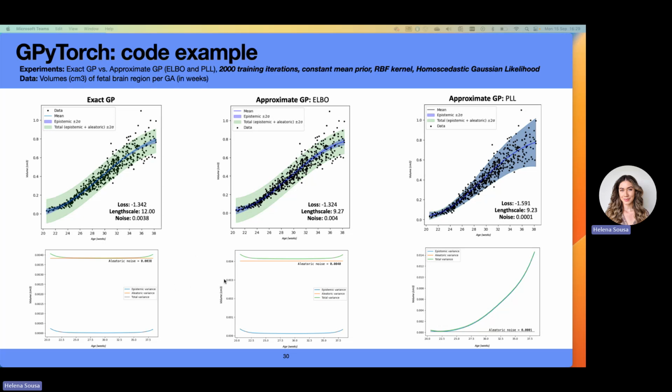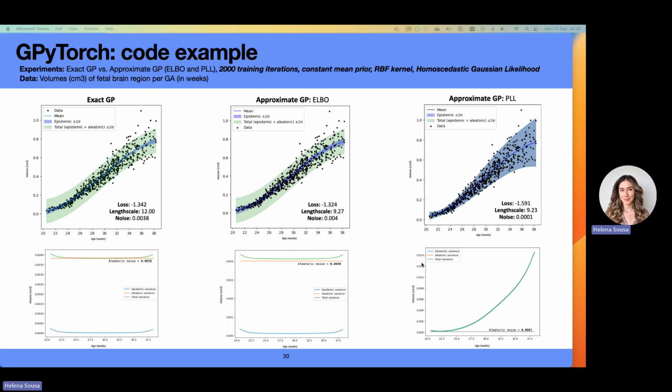As you can see, the exact GP and the approximate GP using ELBO give quite similar predictions. And this is a graph showing the weight of the different uncertainties. This epistemic variance here is supposed to be the actual variance of the model, and the aleatoric variance is our observed noise. So this aleatoric noise clearly dominates in both the exact GP and the approximate GP using ELBO.